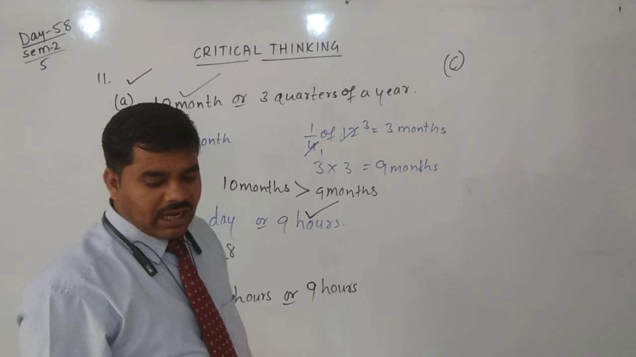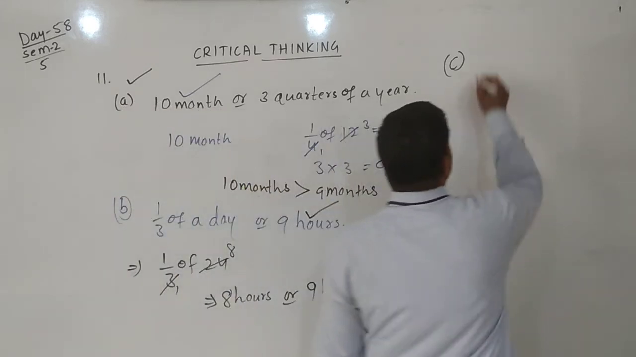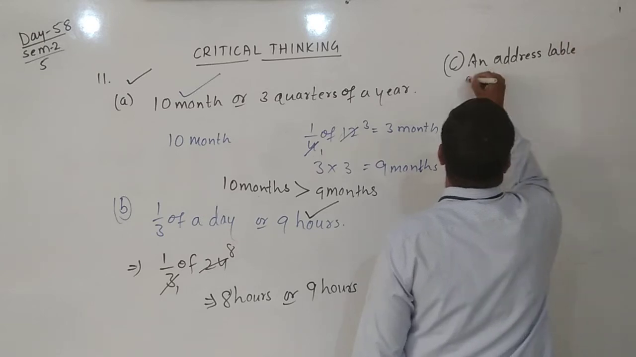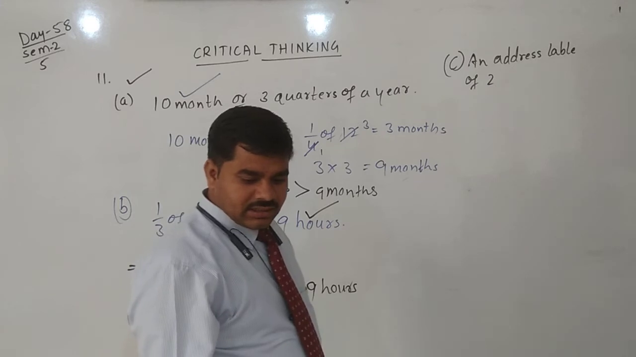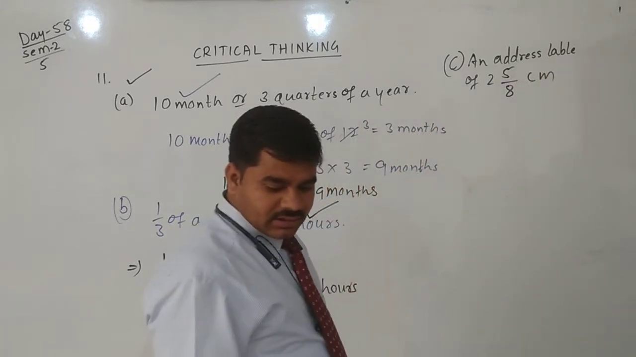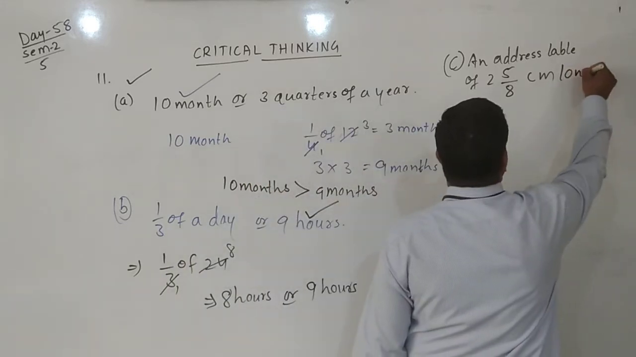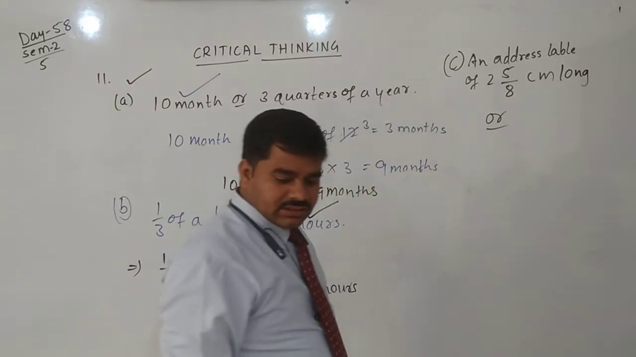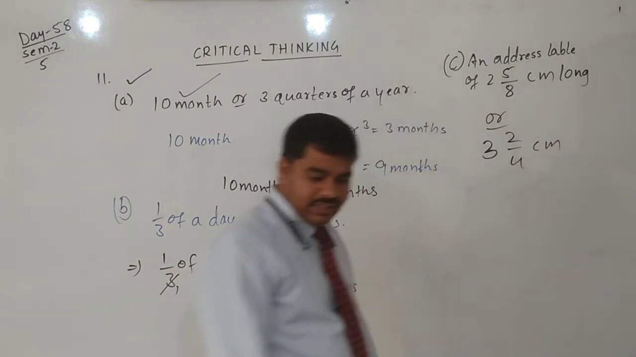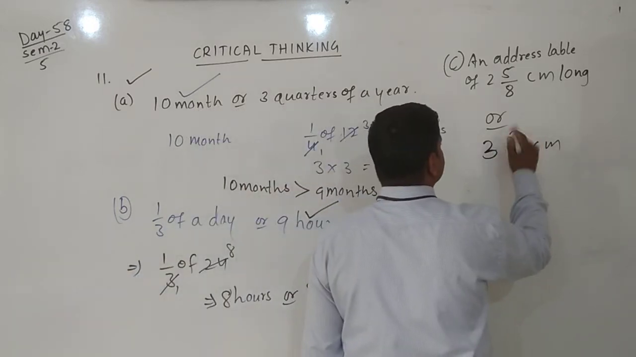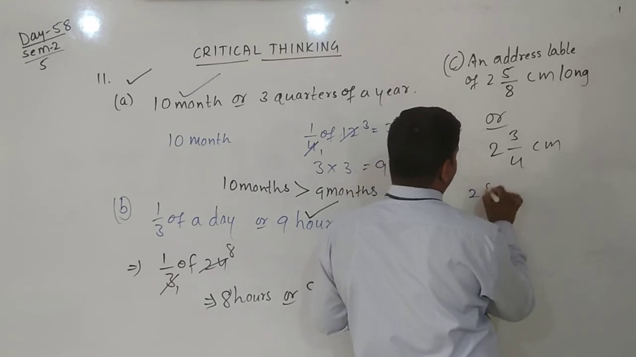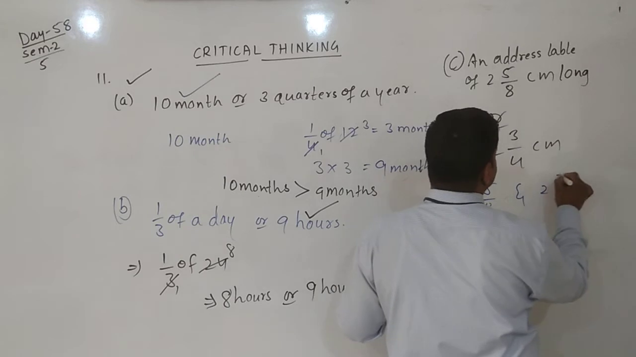Next is C. An address label, 2 integer 5/8 centimeter long, or compare with one more, that is 2 integer 3/4 centimeter long. Compare these two: 2 integer 5/8 and 2 integer 3/4.